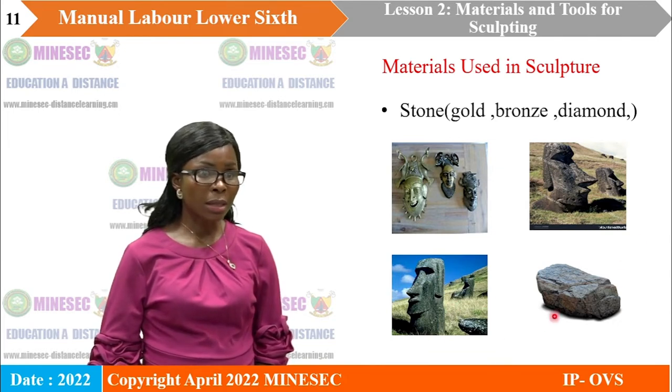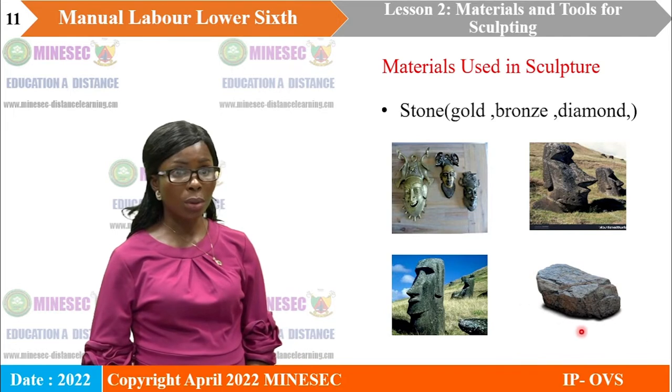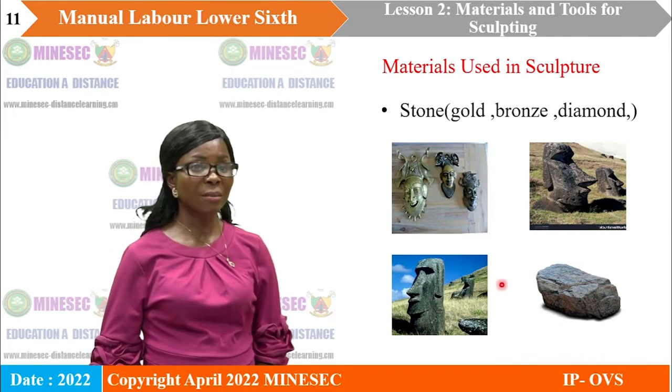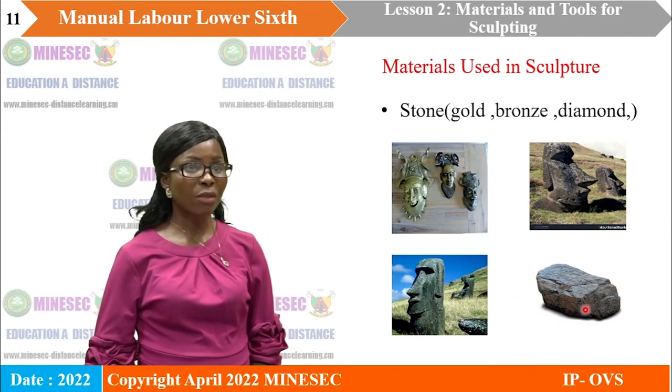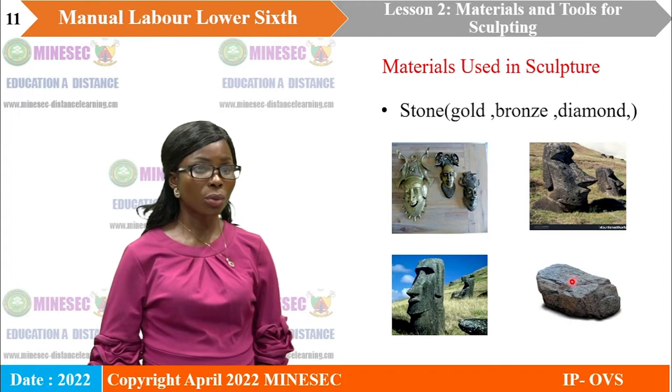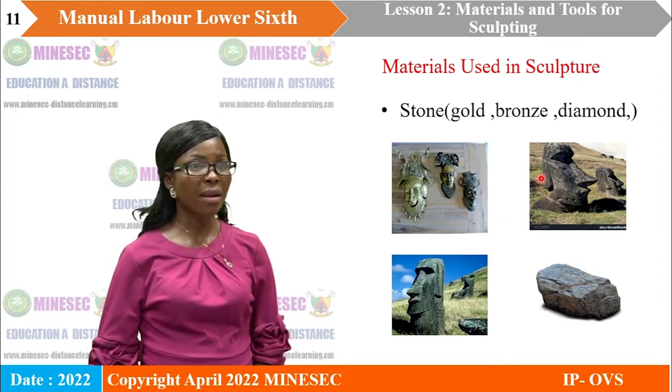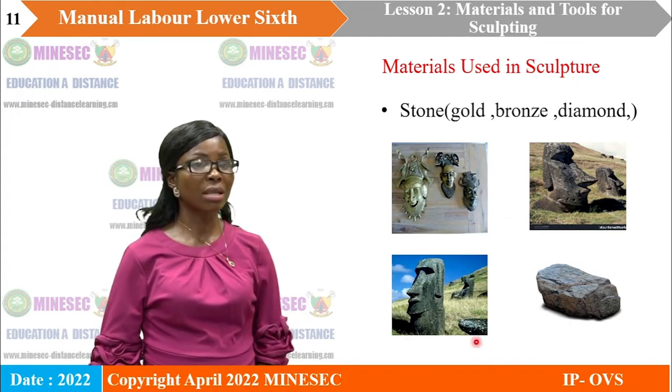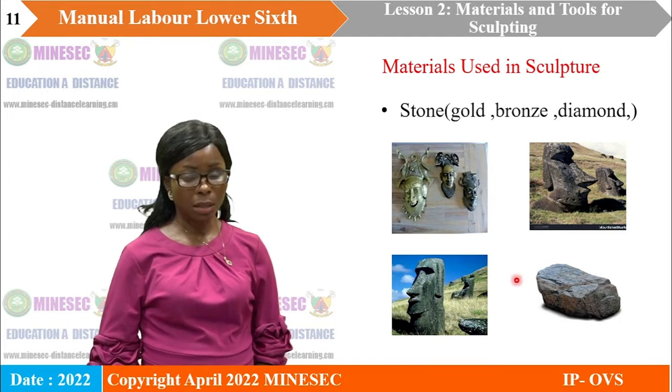The last diagram we have here is a stone that has not been carved. So when you take this stone and you use a chisel or a gouge to carve out all what we have here, this is the stone material used in sculpture.